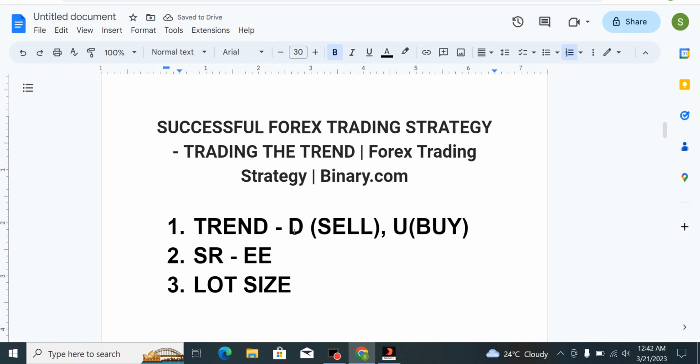So there are some things you also need to put into place. Your support and resistance zones are also very important, okay. It is easier to sell when the market is coming from the resistance zone, okay. Sell when the market is coming from the resistance zone.